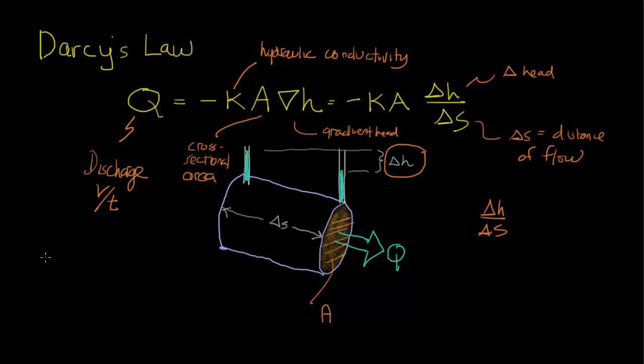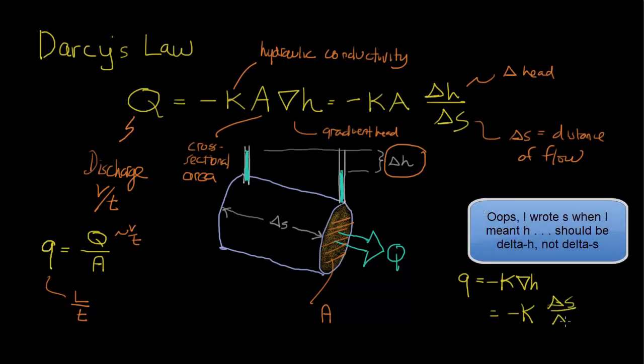Sometimes we define something called the specific discharge with symbol little q, which is equal to big Q divided by the area. Big Q has dimensions of volume per time. When we divide the volume by the area, that means that little q will have the dimensions of length per time. So the specific discharge, little q, has the dimensions of length per time, and we can write Darcy's law alternatively as the specific discharge equals minus k times the hydraulic gradient, or equals minus k times the change in head divided by the change in distance.